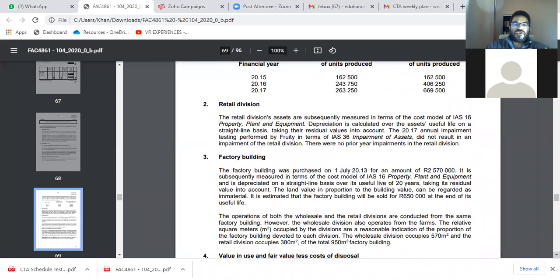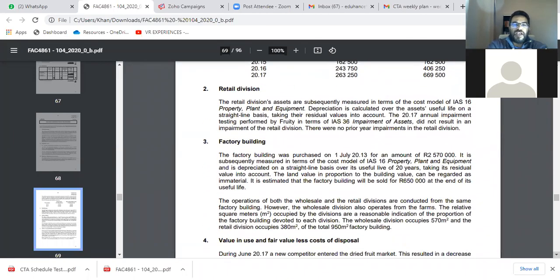So note number 2, retail division. The retail division's assets are subsequently measured in terms of the cost model of IAS 16 PPE. Depreciation is calculated over the asset's useful life on a straight line basis, taking their residual values into account. The 2017 annual impairment testing performed by Fruity Ltd did not result in an impairment of the retail division. There were no prior year impairments in the retail division. So what you know, impairment on the retail division is 0.